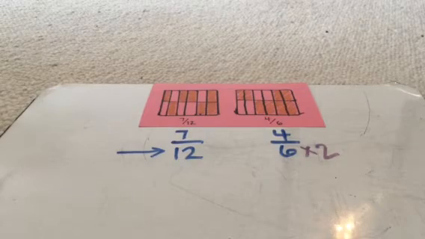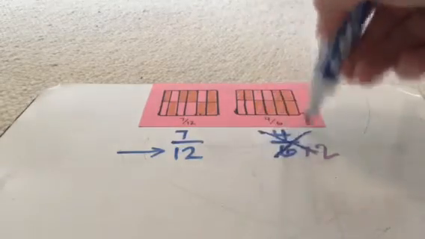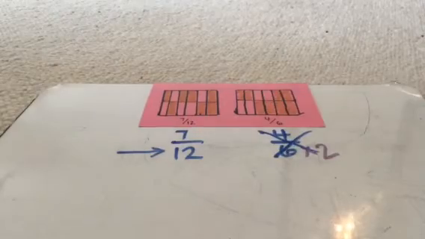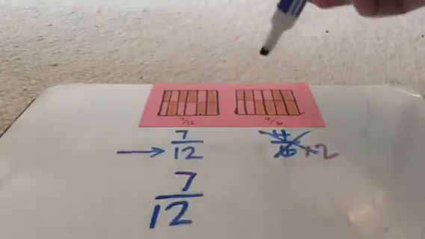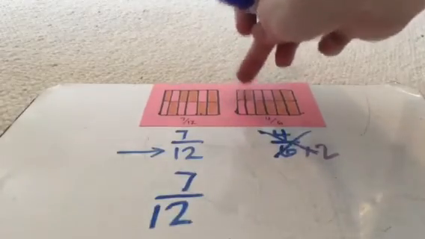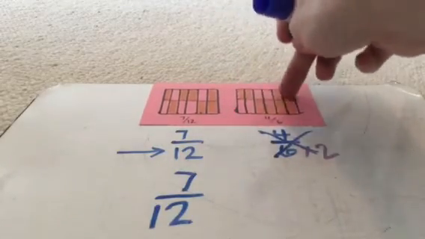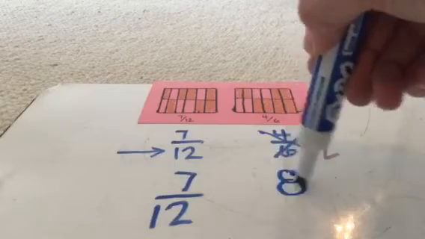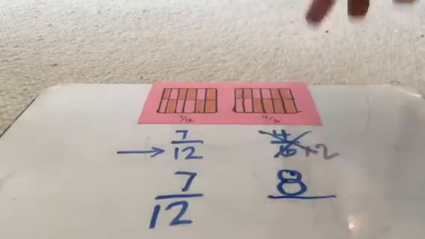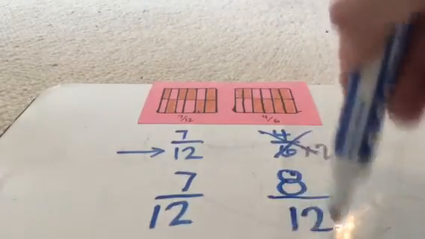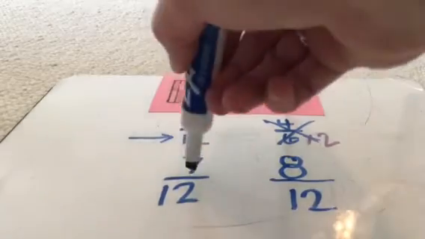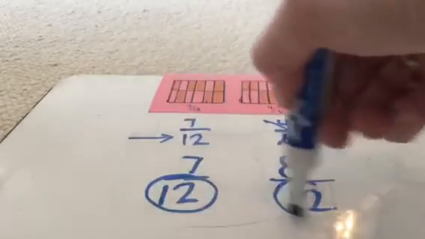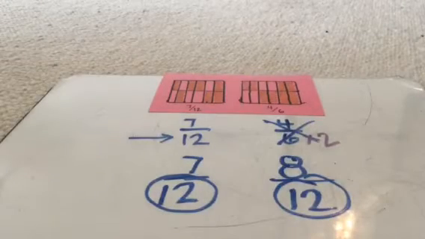Okay, so it's not 4/6 anymore. I now have 12 pieces. So I'm comparing 7/12, and I have 1, 2, 3, 4, 5, 6, 7, 8 shaded, and I have a total of 12 pieces. So I'm comparing 7/12 and 8/12. So now I can use common denominator.